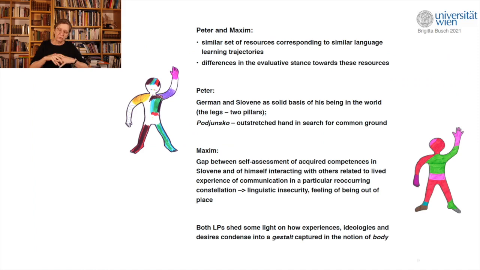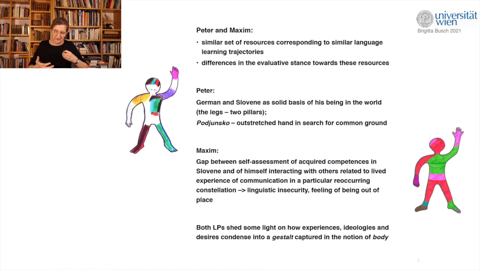Peter presents different varieties of German and Slovene, the languages he grew up with, as the solid basis of his being in the world. It gives him confidence to build on for stretching out the hand, for example, to his younger cousin. Maxim, by contrast, finds his basis primarily in German and English. Although he assesses himself as highly competent in Slovene, he reports on feelings of embarrassment and fear in certain situations.